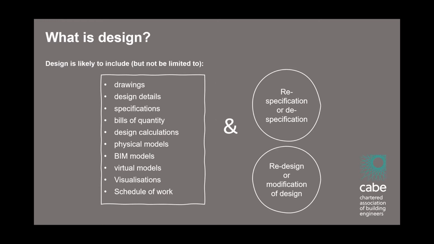What does design cover? Drawings, design details, specifications, bills of quantity, design calculations, physical models, BIM models, virtual models, visualization, schedules of work. We think this is the likely kind of scope. And any respecification or despecification of any of those elements, or the redesign or modification of any of those elements. So as you can see, it's going to capture a huge swathe of the building industry. And people have got to be very, very careful not to assume these responsibilities accidentally.